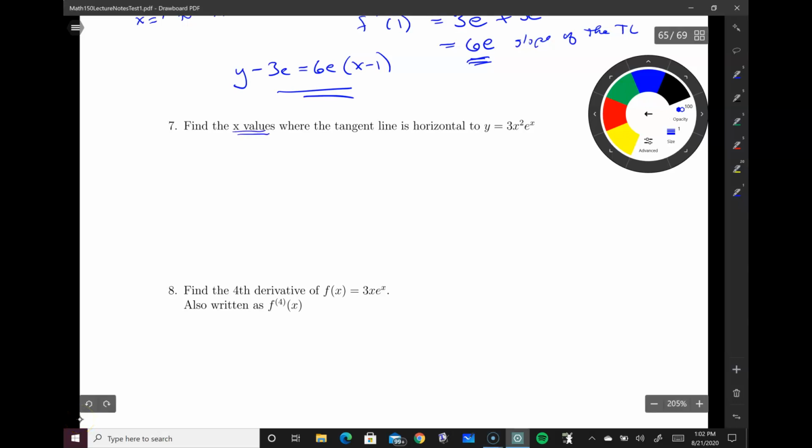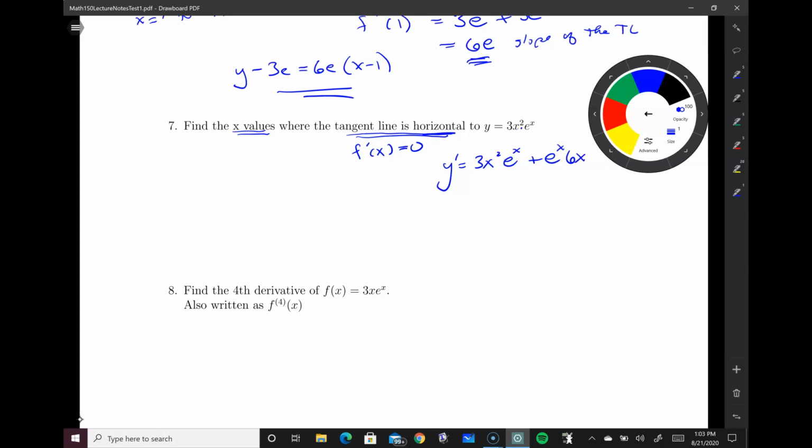All right, so here I'm asked to find the x values where the tangent line is horizontal. So the tangent line is the derivative, where the derivative has a slope of 0. Horizontal means slope of 0. So I want to find the x values where the slope is 0. Looking at this, the product rule is going to come into play. So to take the derivative, I'm going to have first d second plus second d first.